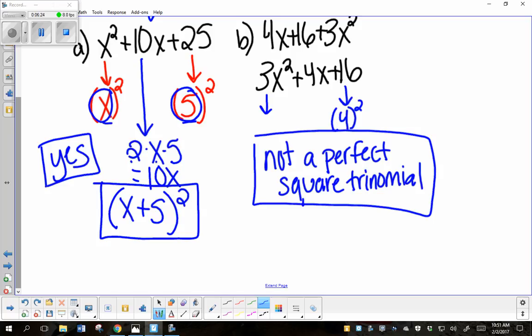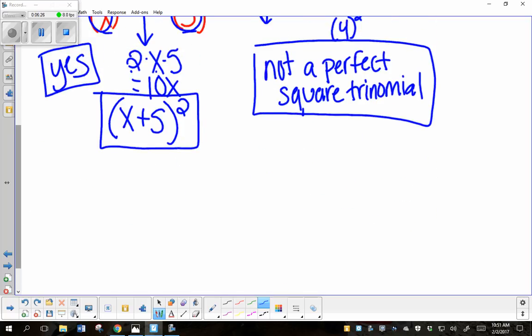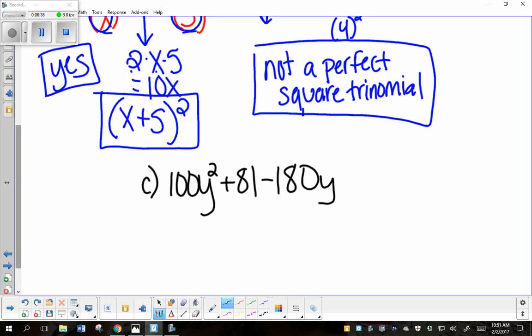Let's try one more. We're going to determine if this is a perfect square binomial, and if it is, we'll go ahead and factor it. 100y squared plus 81 minus 180y. Remember, like we just said, we have to write these in order from greatest to least power first. So we're going to leave the 100y squared first, but we want to switch the spot of our other two terms. We want minus 180y next, and then plus 81.